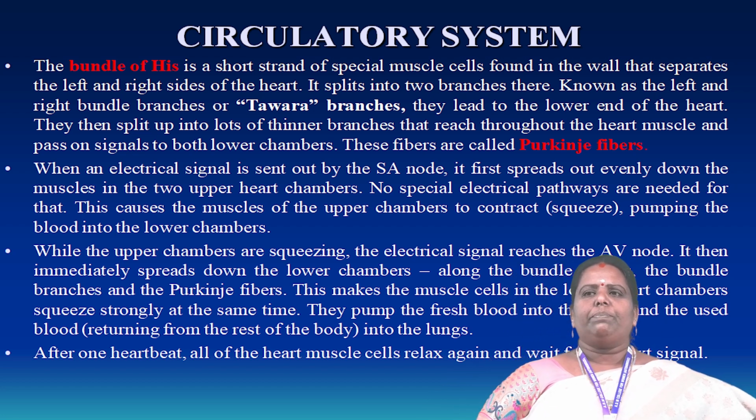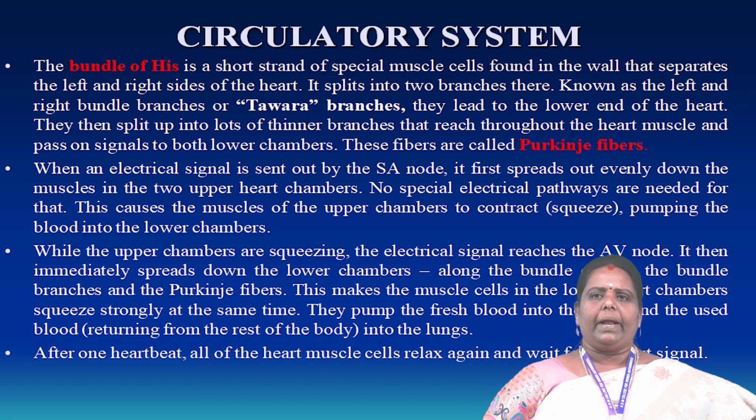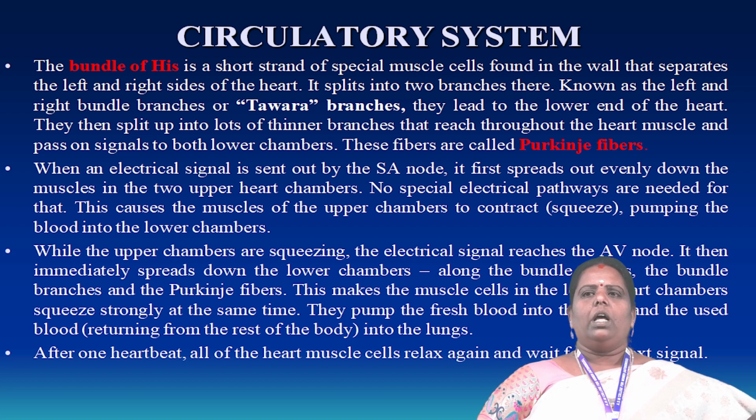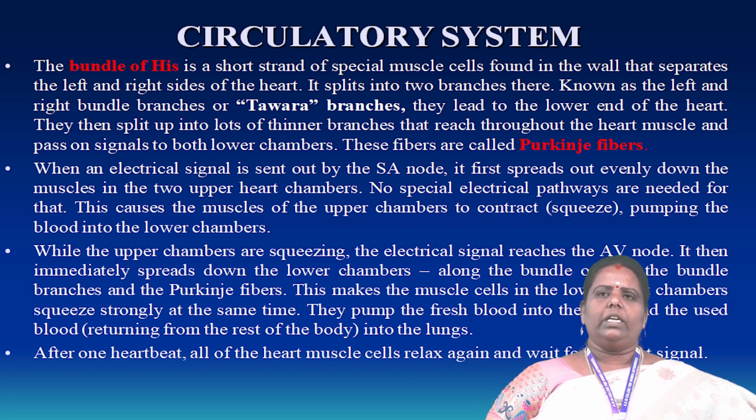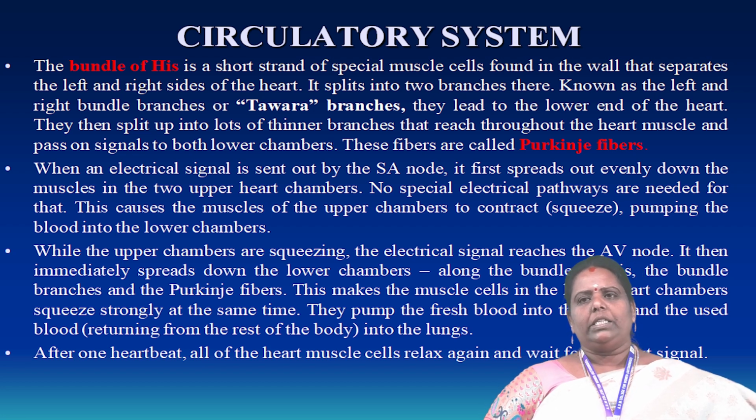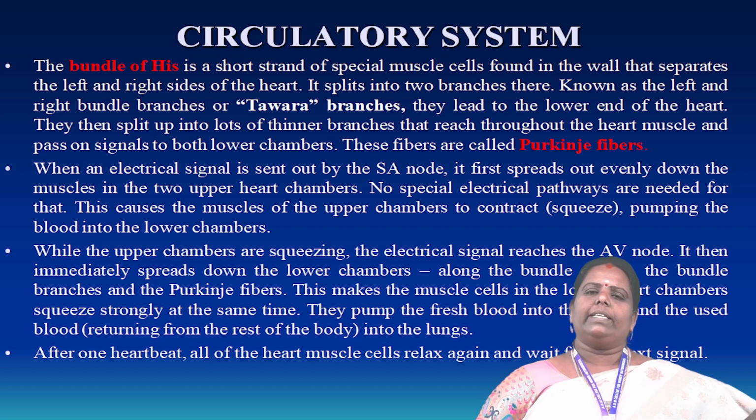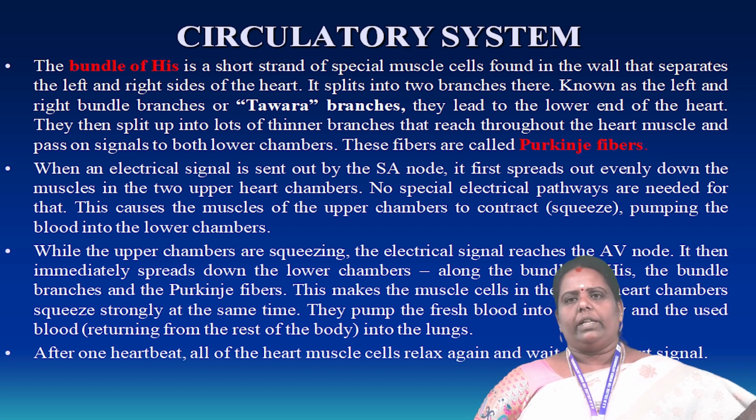They split up into lots of thinner branches and reach through the heart. These pass on signals to the muscles of the lower chamber. These fibers are called Purkinje fibers. The role of the Purkinje fibers is passing the signal from one place to another place.